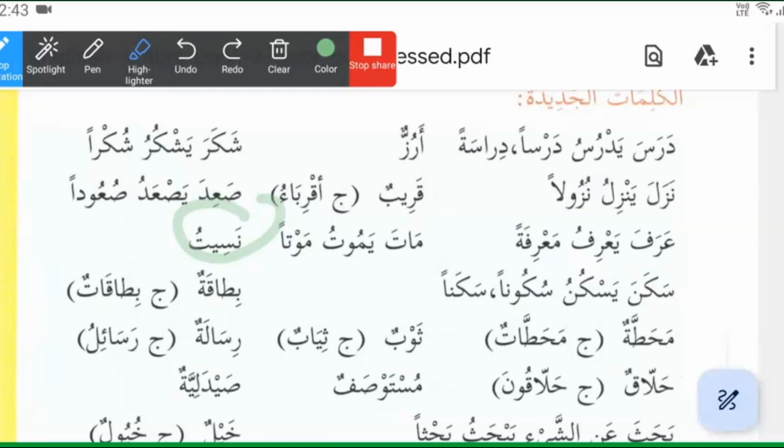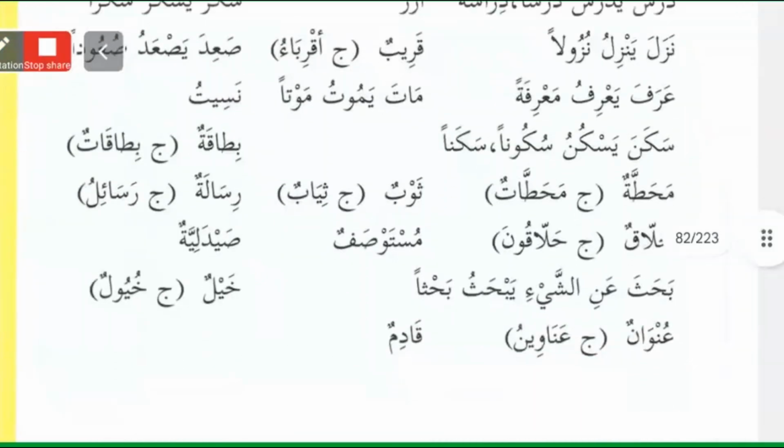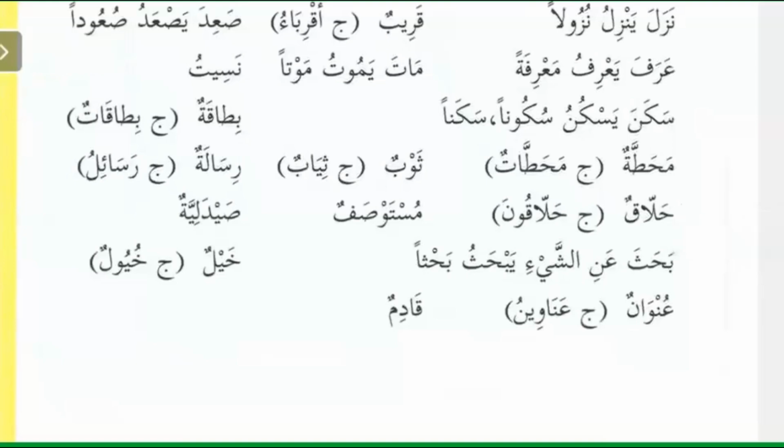Bitaqatun, the jama is bitaqat, means card. Then we have mahattatun means station. Then saubun, the jama is siyabun, means dress. Risalatun means letter, rasail is the jama. Then we have hallakun means barber. Mustawsaf means clinic. Then we have saydaliyatu means pharmacy.